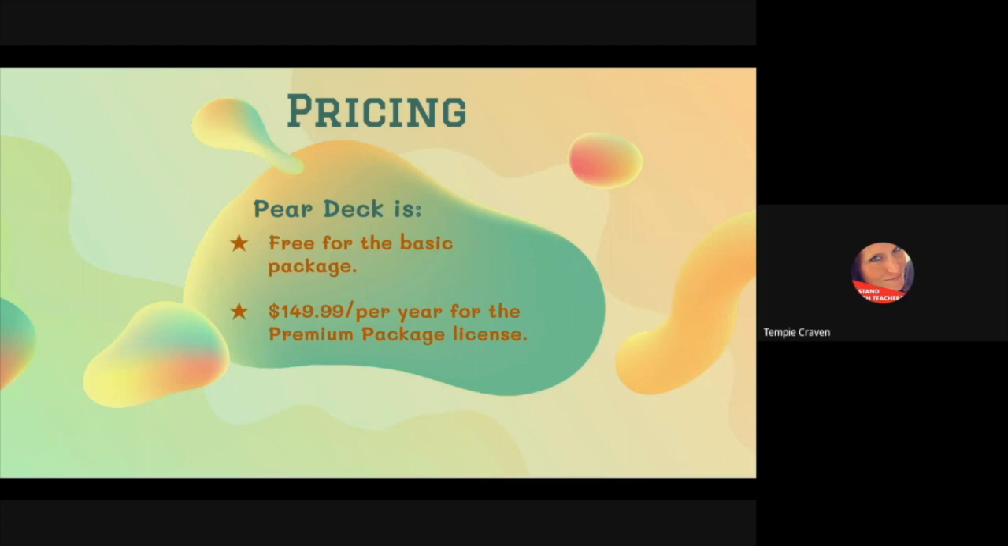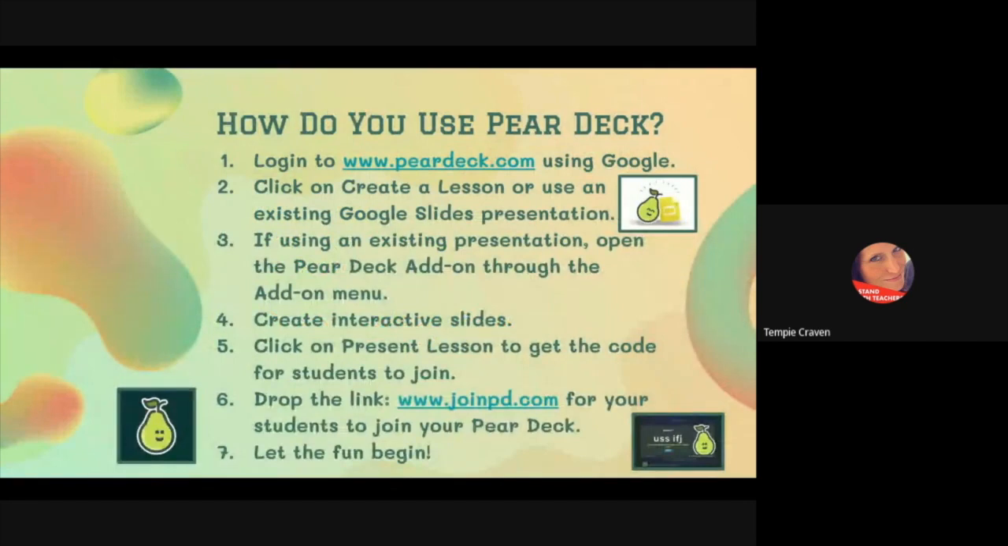If you want to buy it, it is $150 per year for the premium package license. That would be for one teacher. I contacted them yesterday because my principal wanted to see how much it would be for the whole school. We have over 1,000 students and over 100 teachers, and it was about $3,000 for everybody to have the premium package for the whole year. So it just gives you an idea of how much it would cost if you wanted to upgrade. But if you're just using it here and there, like for Be Internet Awesome, go ahead and just use the free one, the basic package.